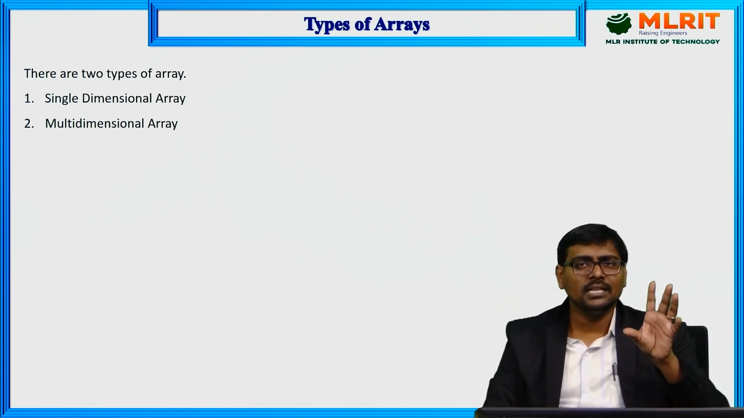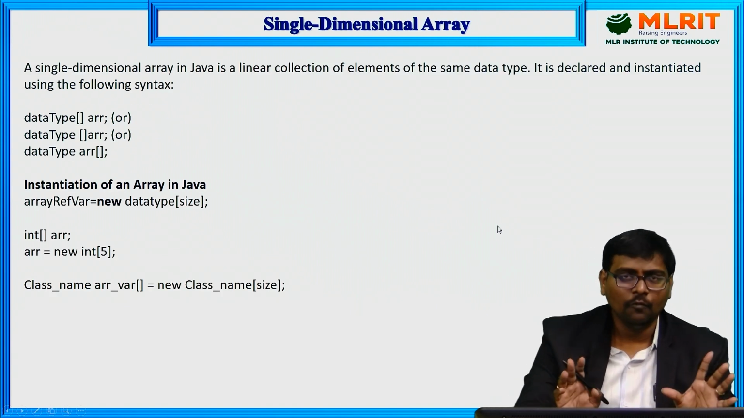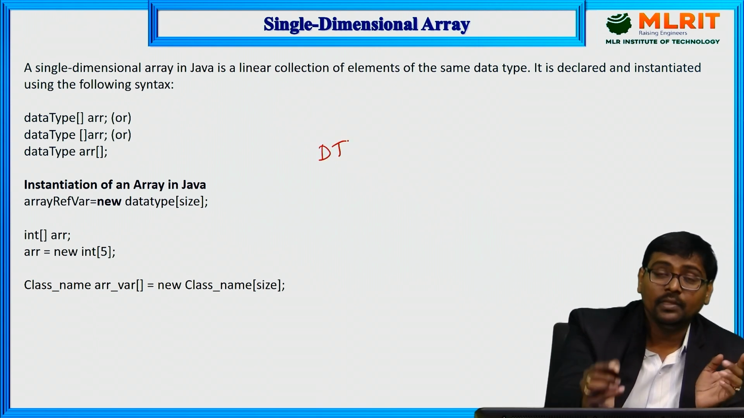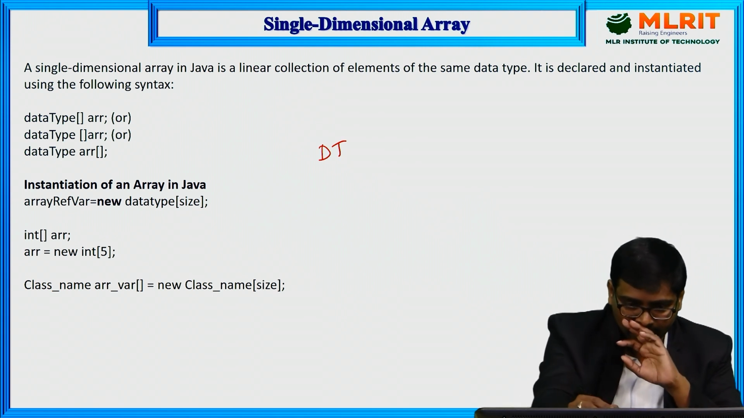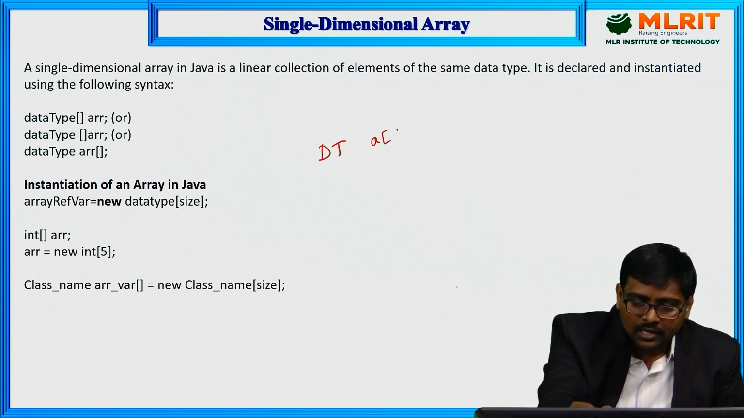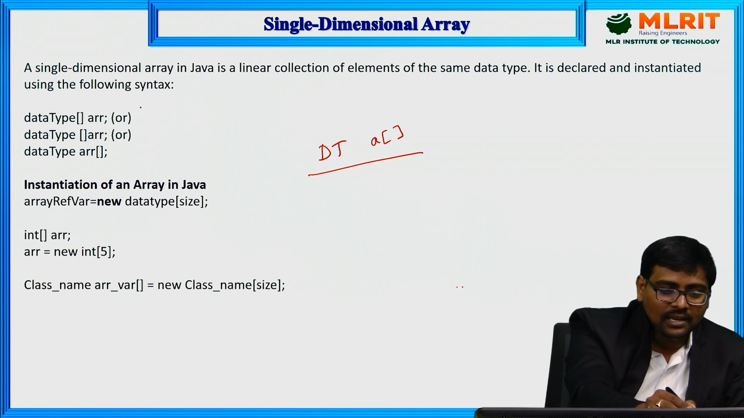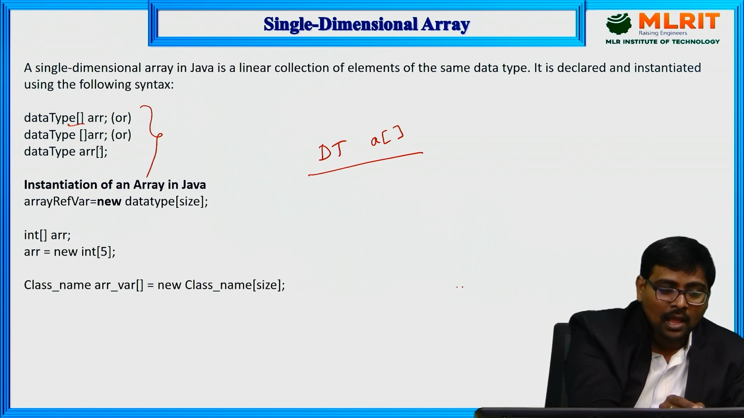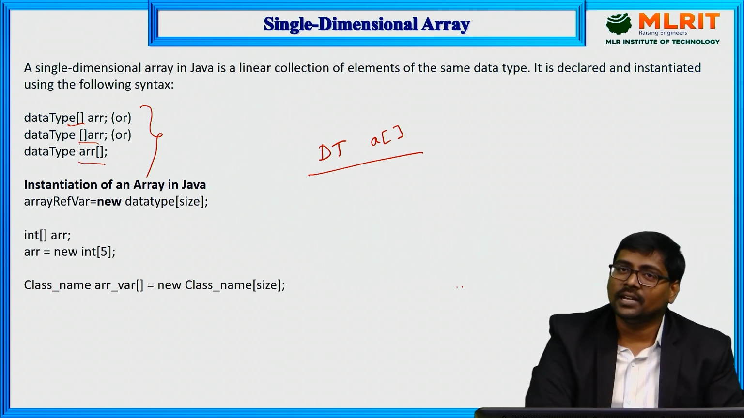Now we will discuss each and every step of creating an array and how to use that array. First, the syntax for creating the array is: data type, that is, which type of data you want to store inside the array, then the name of the array followed by square brackets, which specifies this is an array. Here there are three cases: the square brackets placed after the data type, or before the name of the array, or after the name of the array. You can use any location.